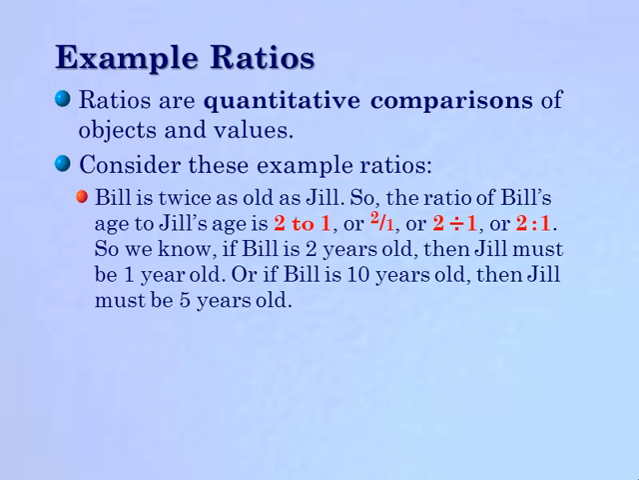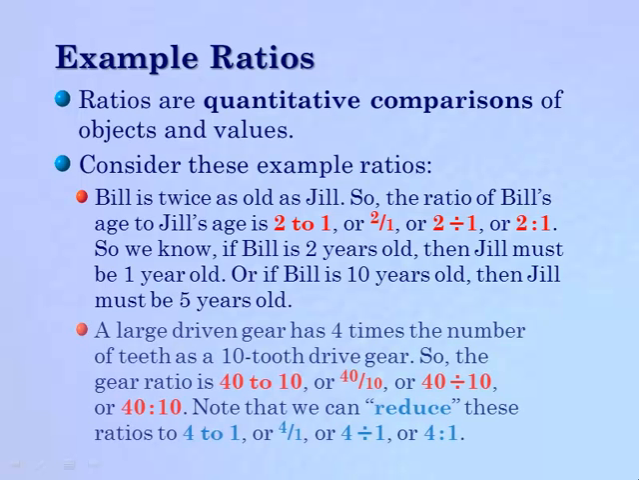Alright, so that's a pretty simple one. Let's take one that's a little bit more technical. Suppose we have a large driven gear that has 4 times the number of teeth as a 10-tooth drive gear. So that means that the gear ratio is 40 to 10, or we can write that as 40 over 10, or 40 divided by 10, or 40 with a colon and then 10. So we notice that you can reduce these ratios to 4 to 1.